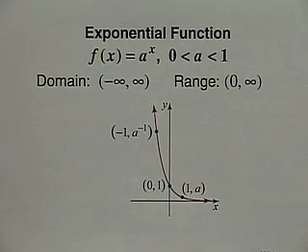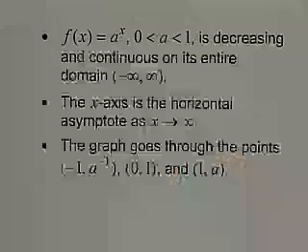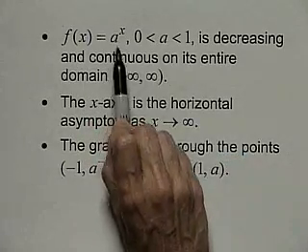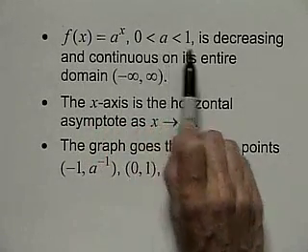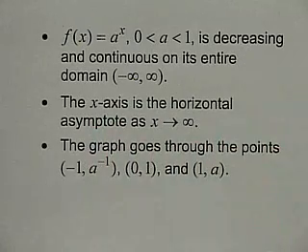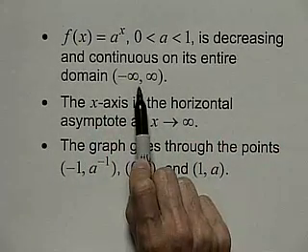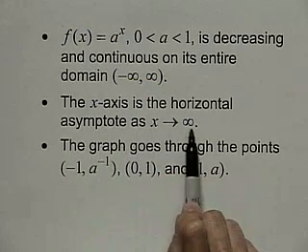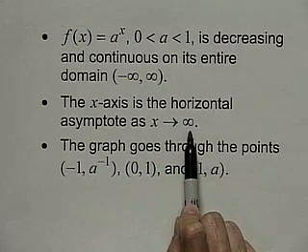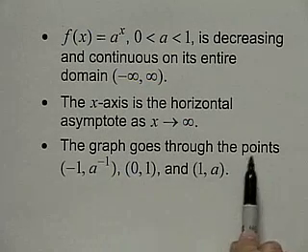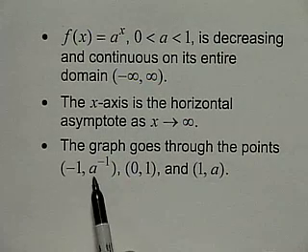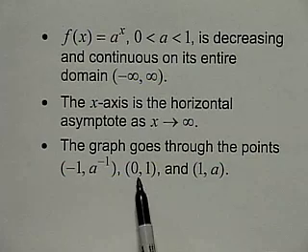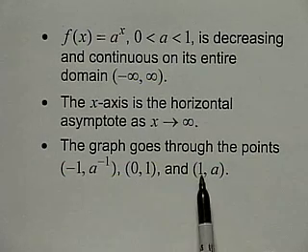And there's some other information we want to write down about this exponential function. So the function a to the x, where a is between 0 and 1, is decreasing and continuous on its domain. There's the domain. The x-axis is a horizontal asymptote, but this time as x goes to positive infinity. The graph goes through these points, (-1, a to the -1), (0, 1), and (1, a).